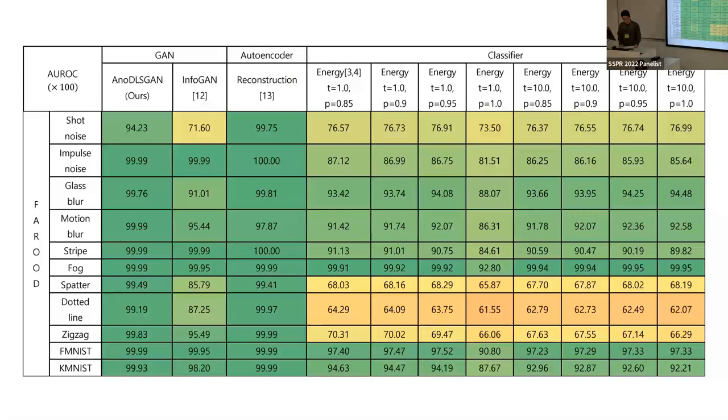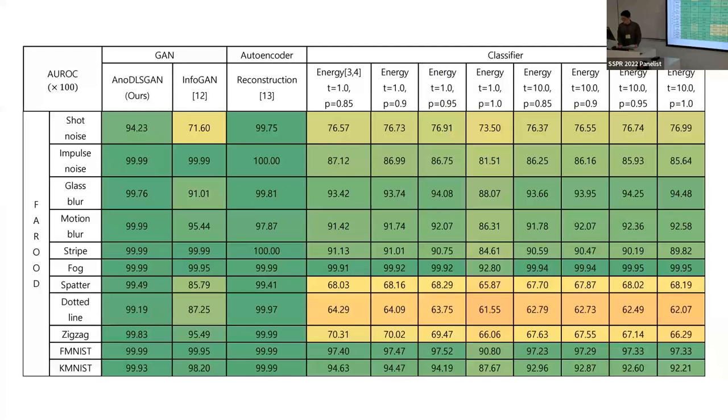This table shows far-OOD detection performance for each method. AUROC was used for evaluation. InfoGAN uses the same OOD score function as AnoDLSGAN, with the trained latent variance vector. The autoencoder uses mean squared error between the input and reconstructed image for OOD detection. The classifier uses energy score and ReAct for OOD detection. T and p are the hyperparameters for the energy score. In this table, you can see that the overall performance of AnoDLSGAN and the autoencoder is the best. Energy score and ReAct showed relatively poor performance on some datasets.